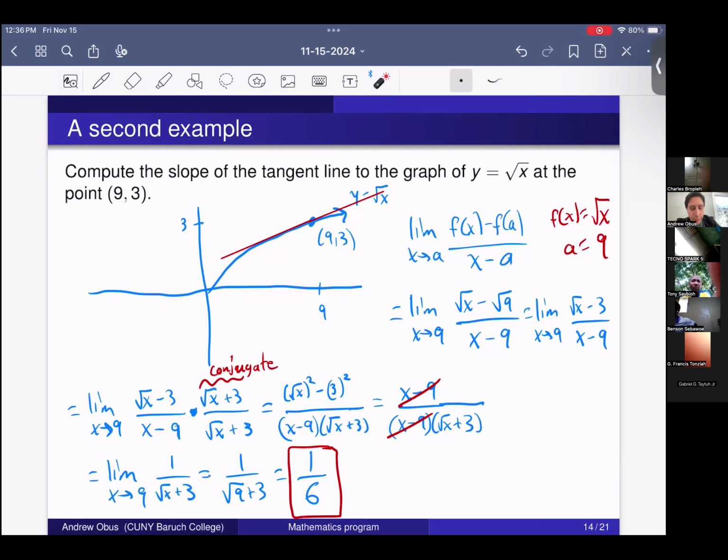So there's lots of methods that you can use. But in any case, you're going to get this answer here, which is 1/6. So if you look at the slope of this line, it's going to have slope 1/6. So it's going to have 6 units of run for every 1 unit of rise over here. And so this lets us calculate the slope of the tangent line, right? You just have to evaluate this limit. All right, any questions?